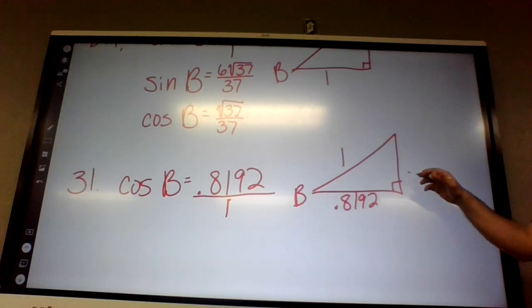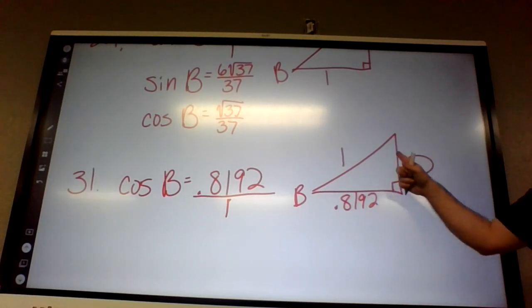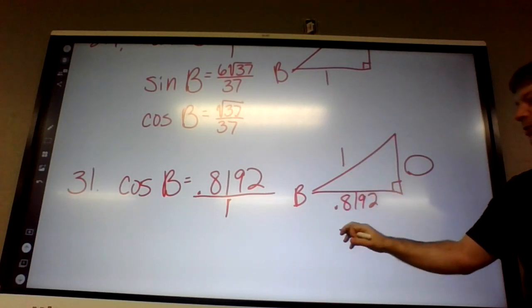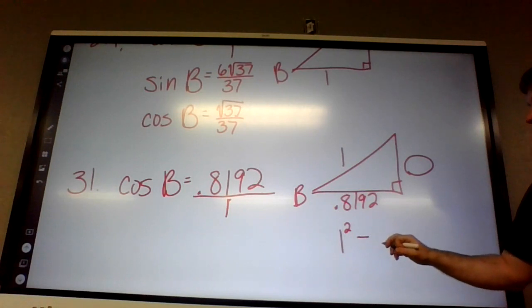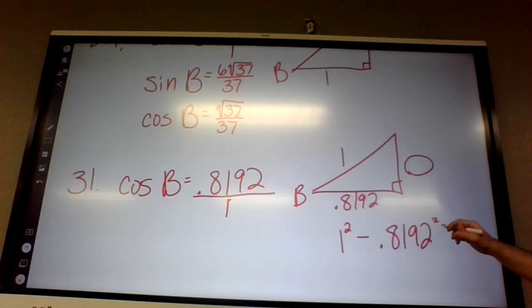Now how can I find this guy? This squared plus this squared equals 1 squared. Or you could go backwards, this is kind of the fast forward version. 1 squared minus 0.8192 squared equals x squared.